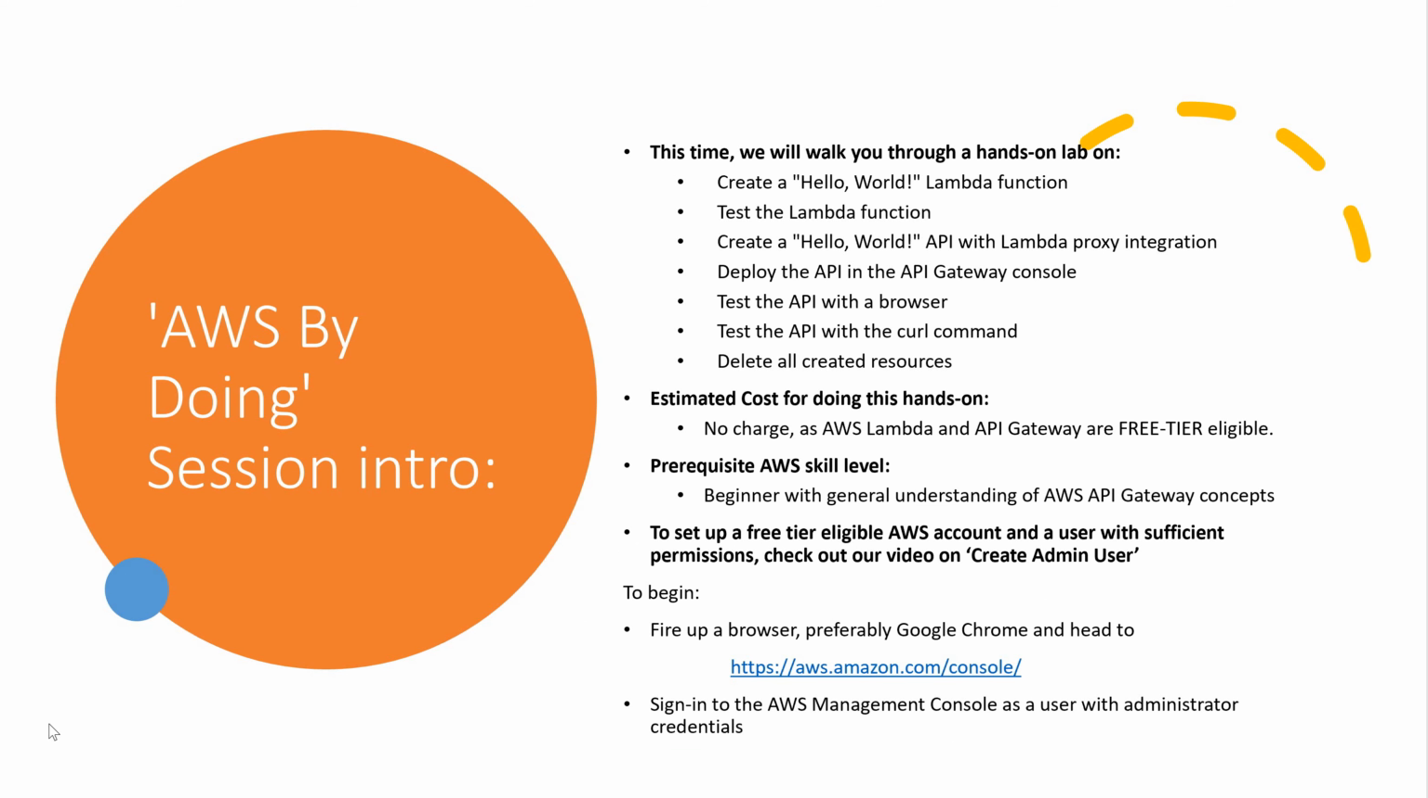This time, we will walk you through a hands-on lab on how to create a Hello World Lambda function, test the Lambda function, create a Hello World API with Lambda proxy integration, deploy the API in the API Gateway console, test the API with a browser, test the API with the curl command, and finally delete all created resources. The estimated cost for doing this hands-on is no charge, as AWS Lambda and API Gateway are free tier eligible. The prerequisite AWS skill level is that of a beginner with a general understanding of AWS API Gateway concepts.